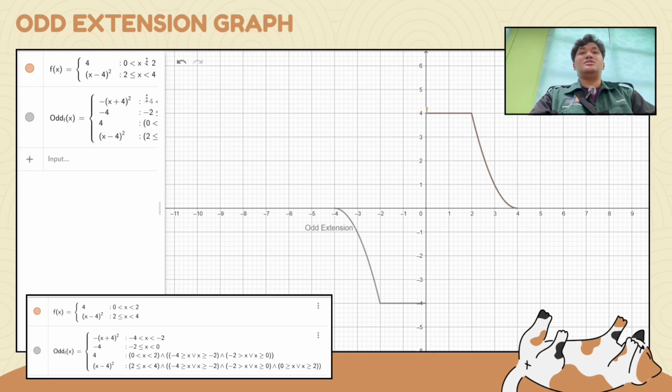Before that, this is the odd extension graph. The mathematical piecewise definition for the odd extension is shown below, where the upper is the original and the lower is the odd extension. To expand the function into a sine series, the function must be extended as an odd function over the interval -4 to 4. Odd functions are symmetric with respect to the origin. As I said, f(-x) = -f(x).